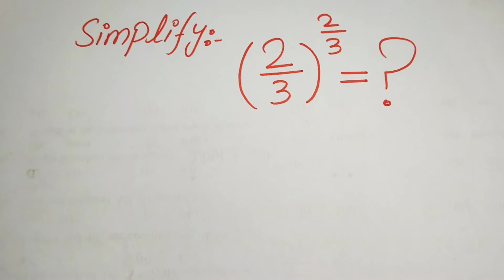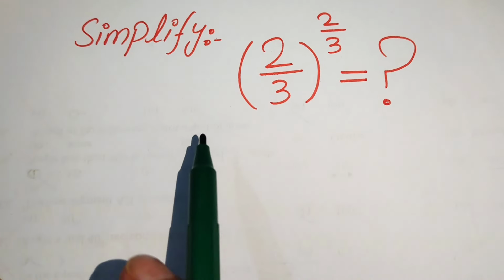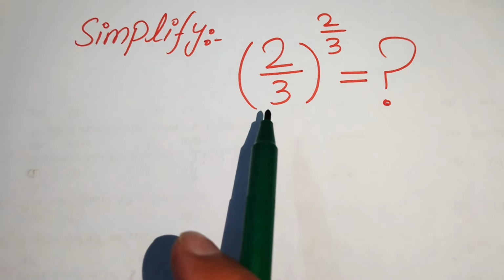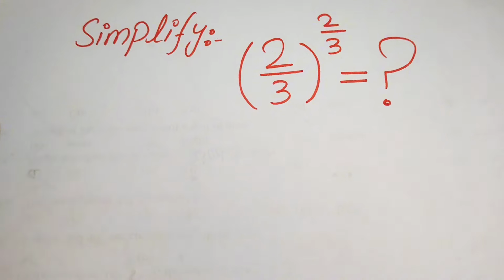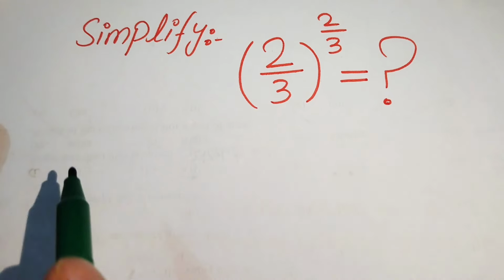Hello everyone, how to simplify this nice algebraic expression. So here we have (2/3) to the power 2/3. Now here we use some exponential laws or radical laws in order to simplify this expression.